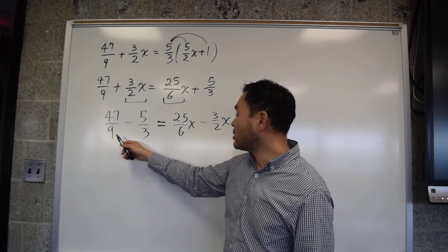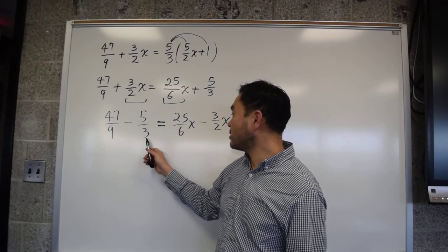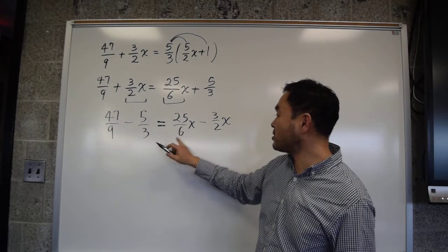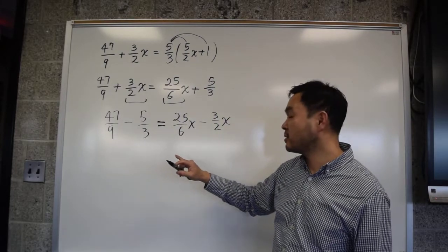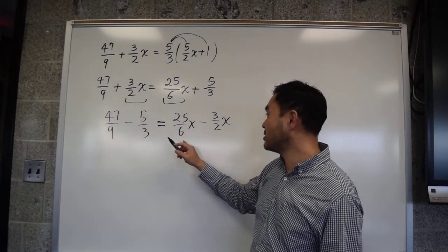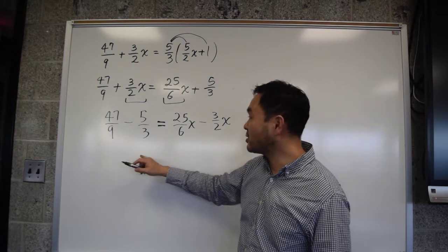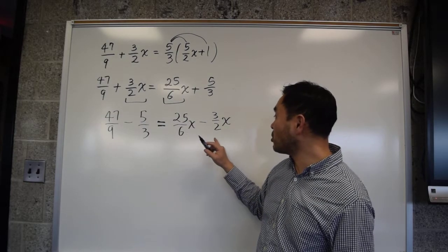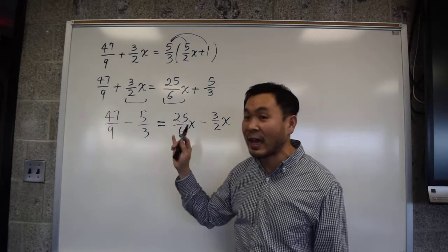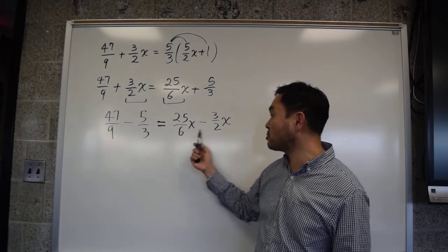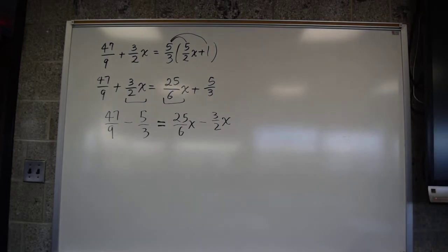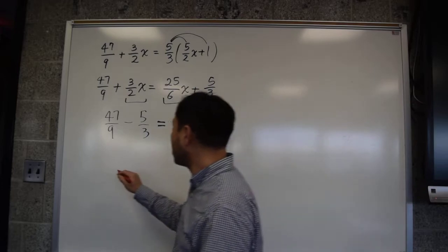Okay, so you have 9 and 3. 9 is a multiple of 3, so 9. What's the least common multiple of 6 and 9? 18, right? 9 times 2 is 18, and 6 times 3 is 18. And they happen to also be multiples of 2 and 3. So 18 seems to be the least common multiple of all these numbers. So what do you do? You multiply by that number, 18.